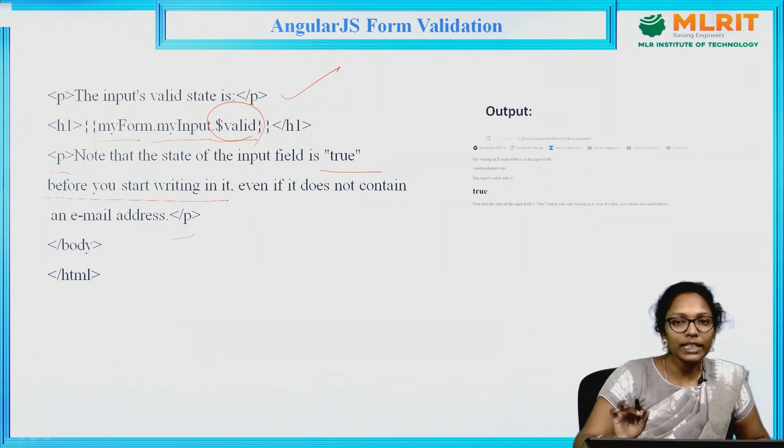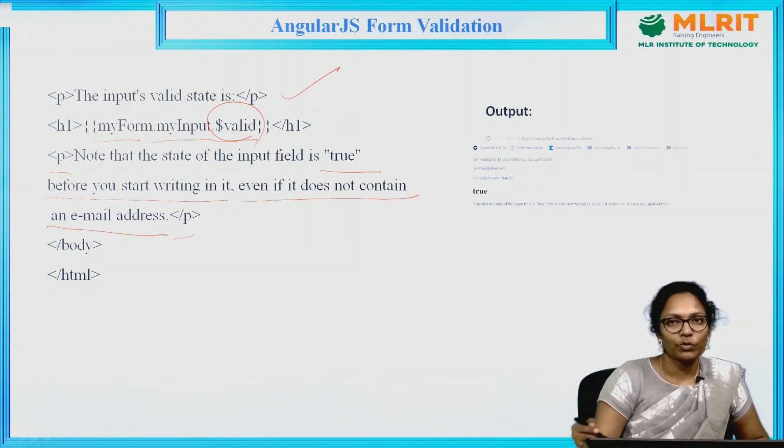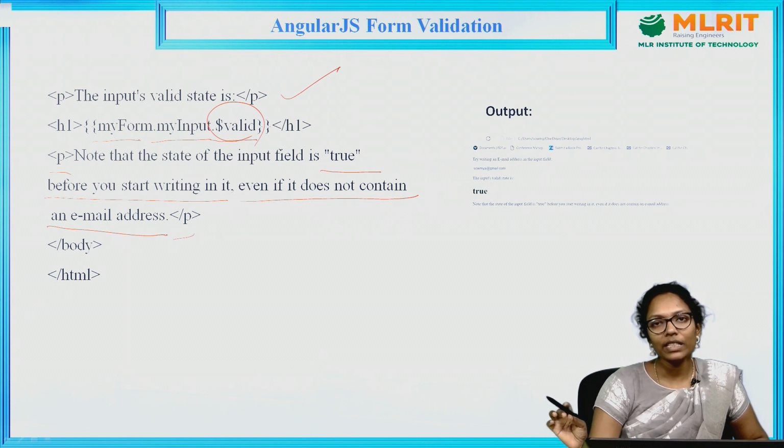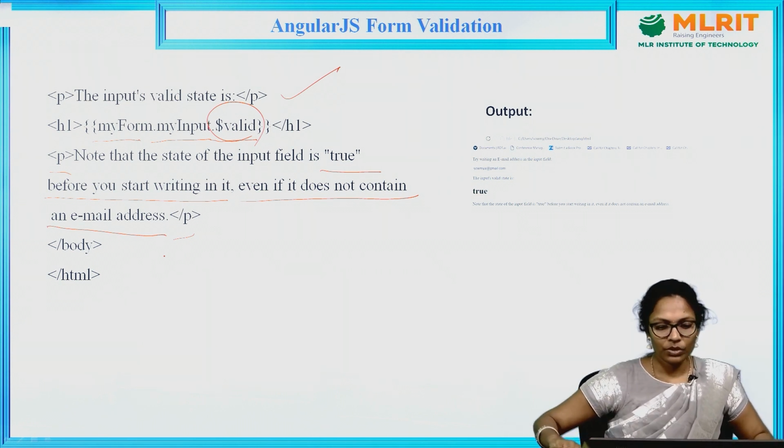So initially it is true only, even if it doesn't contain an email address. So that is empty, but by default it is true only for the email field. But if we see the previous text field, it was false only. But for the email field, it is true only. But whenever you start entering, it will expect one @ symbol. Otherwise, it will change to false. So this is the output here.